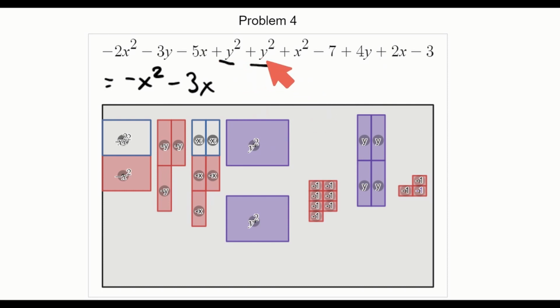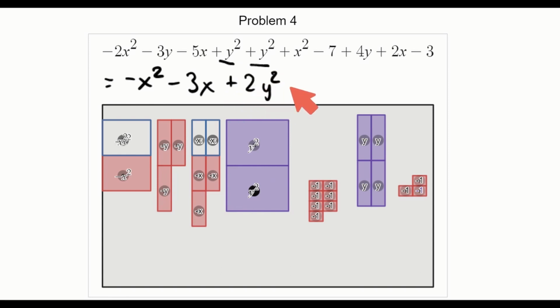Let's take a look at our y squares. We have a y squared and another y squared. Since these are the same sign, we're just going to count them up. So we have a total of 2y squared. So plus 2y squared.